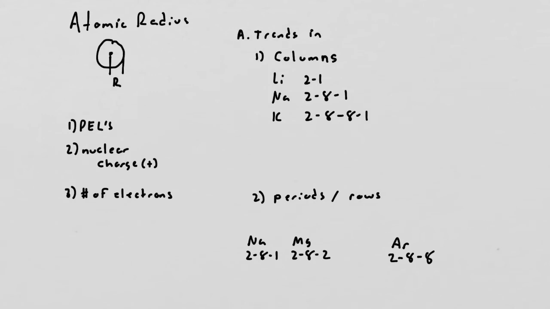This video is on atomic radius, trends in atomic radius in both columns and periods or rows, as well as how radii change when atoms lose or gain electrons to form ions.